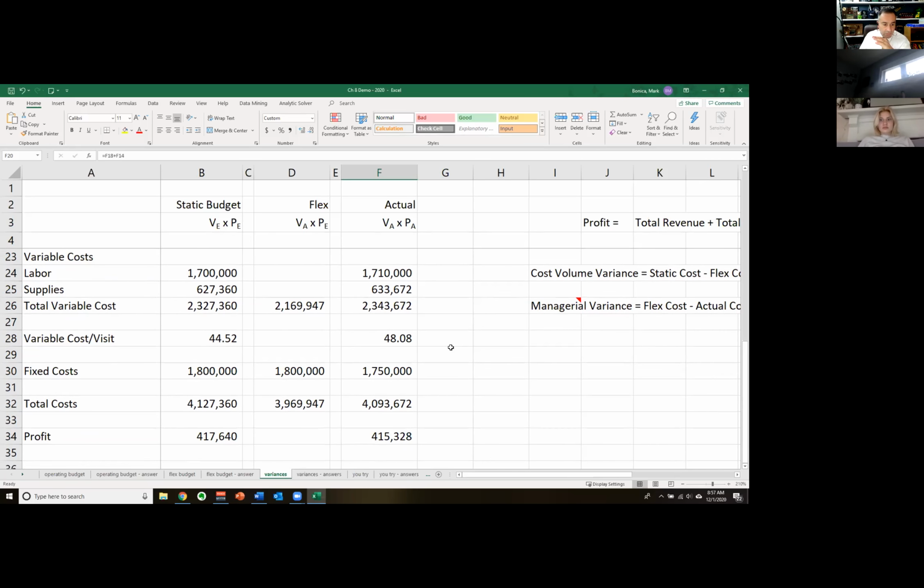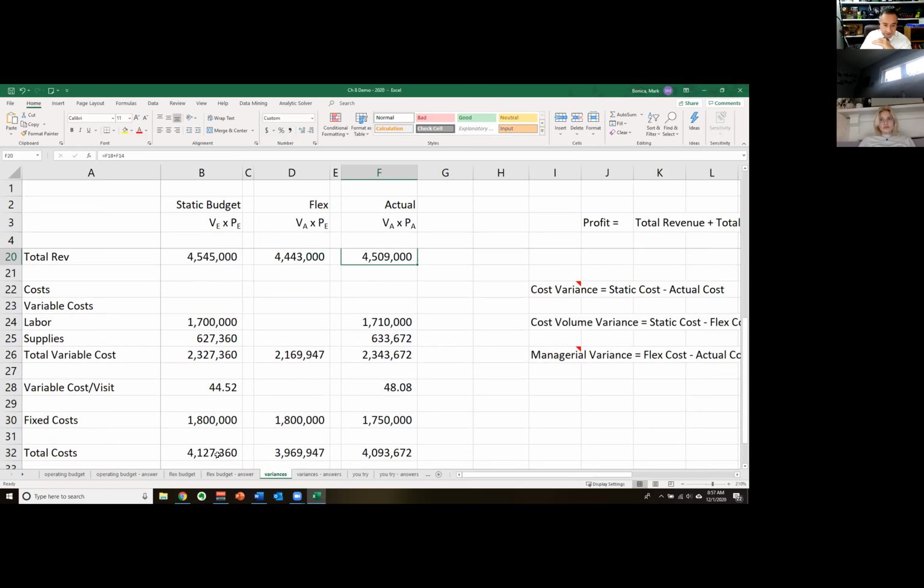Costs, we go in the opposite direction. We take static cost minus actual cost because we want to have a positive number if we saved money, right? So in this case, we expected our costs to be 4.1 million. They were actually 4.09 million. So that's a good news story, right? We wound up spending less than we thought we were going to do.